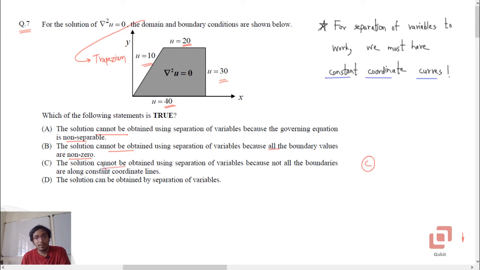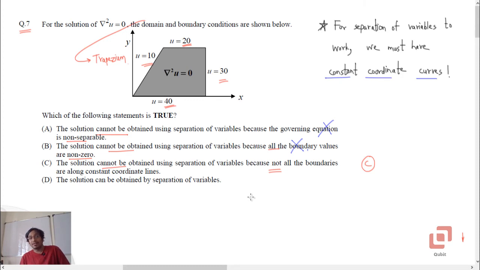The solution cannot be obtained because not all the boundary conditions, not all the boundaries are along constant coordinate lines. And option D, the solution can be obtained by separation of variables. Definitely A and B are not right, because we know that the governing equation is actually variable separable. So this is false, and the solution cannot be obtained because all the boundary values are non-zero. This is also not true. You can have all boundary values non-zero, but still you can solve it by the separation of variables.